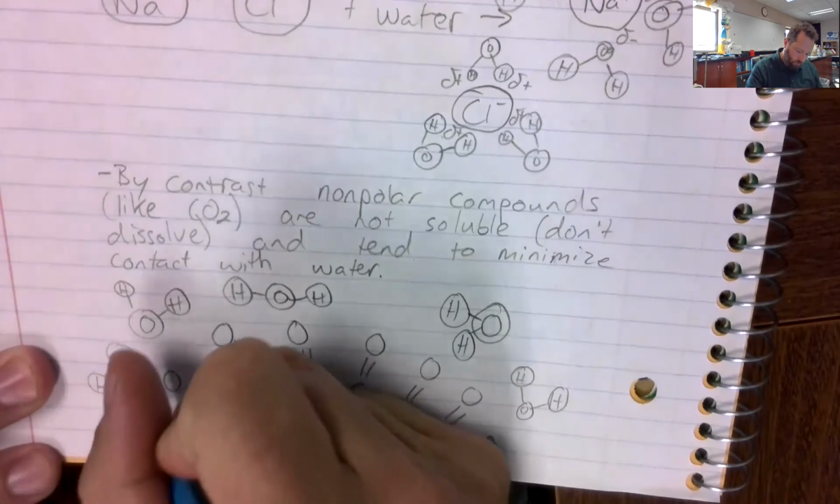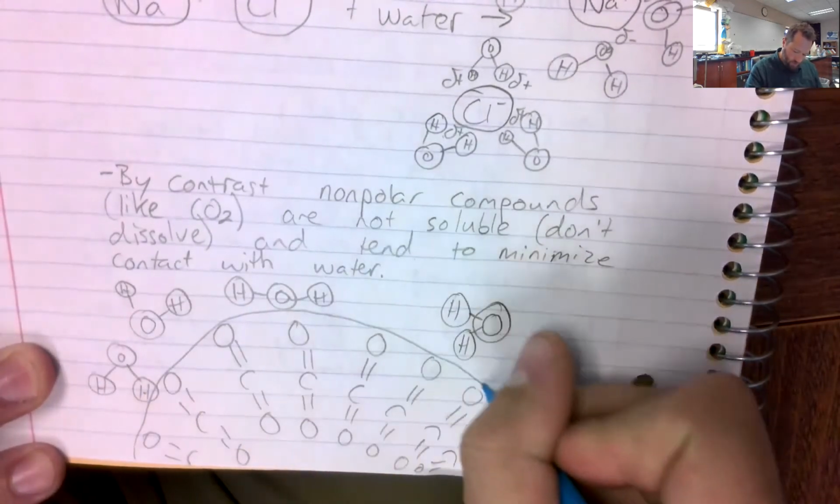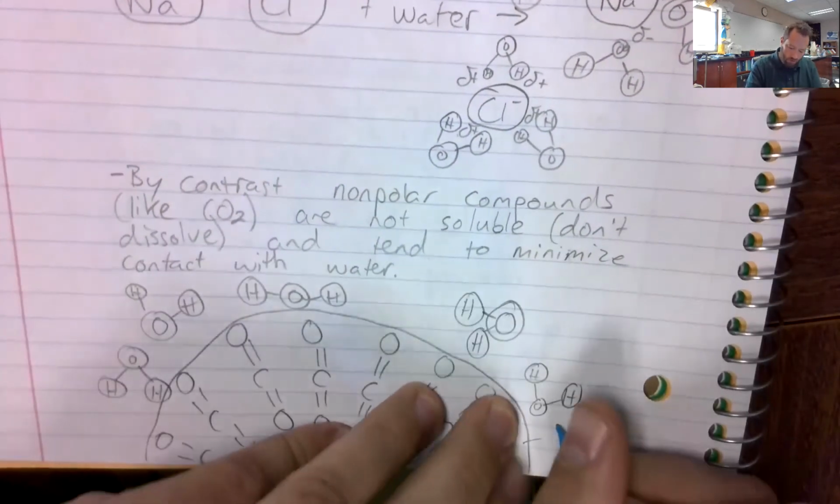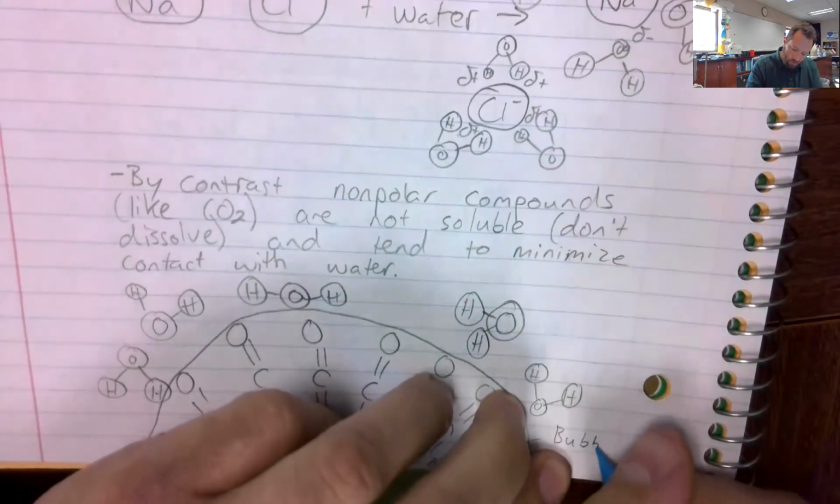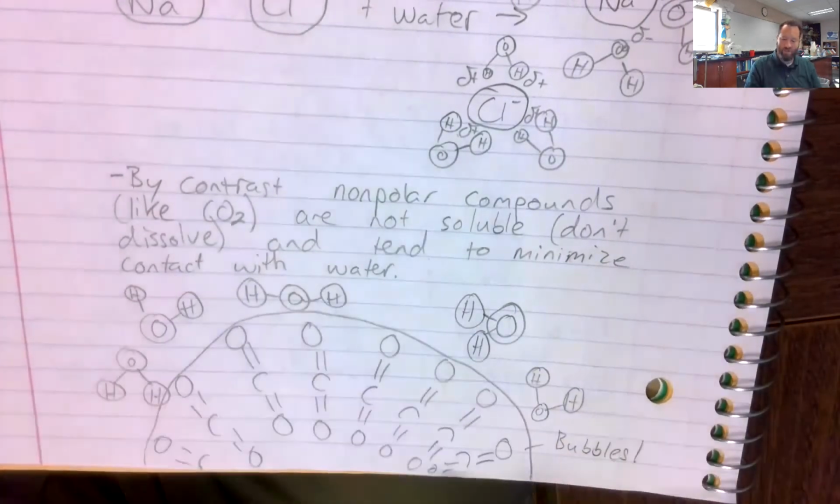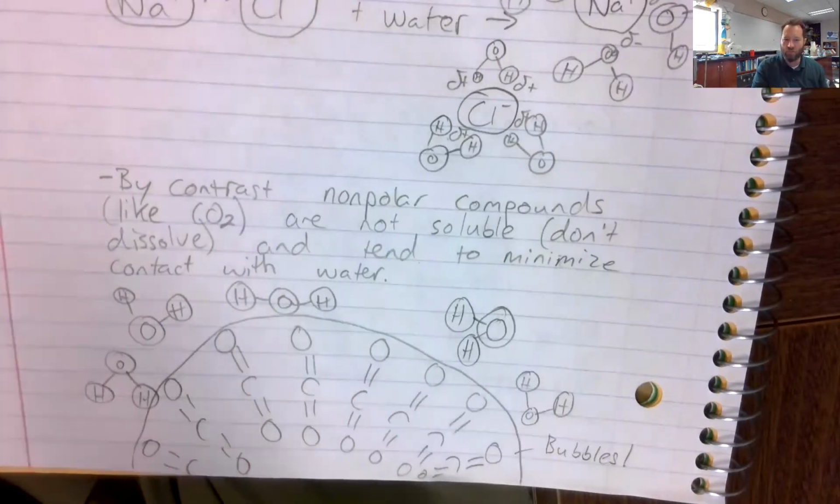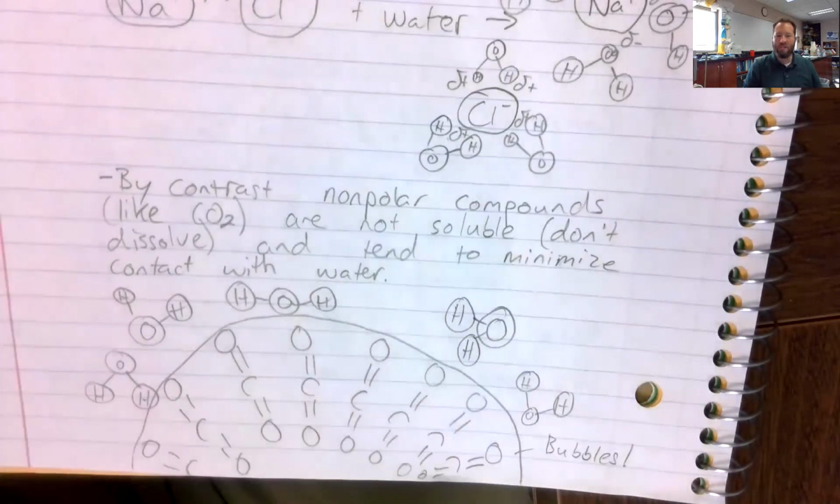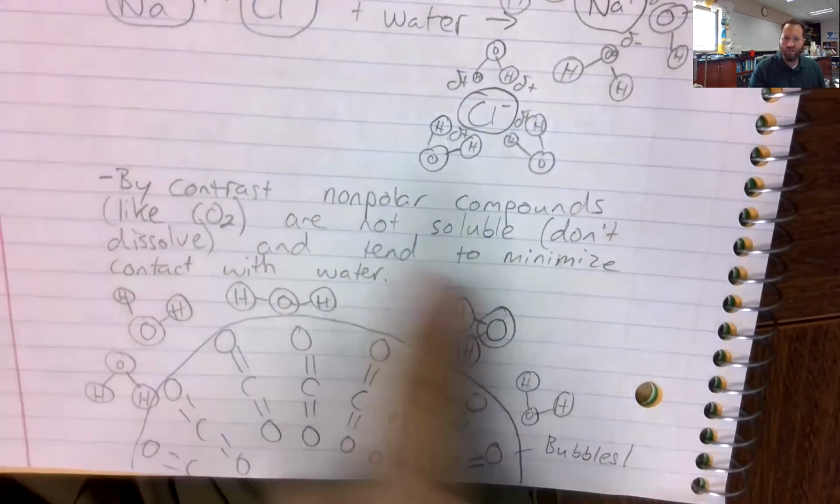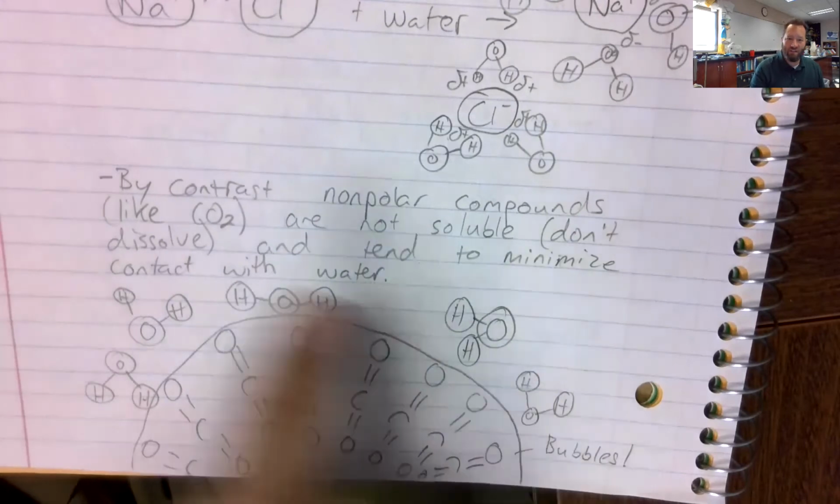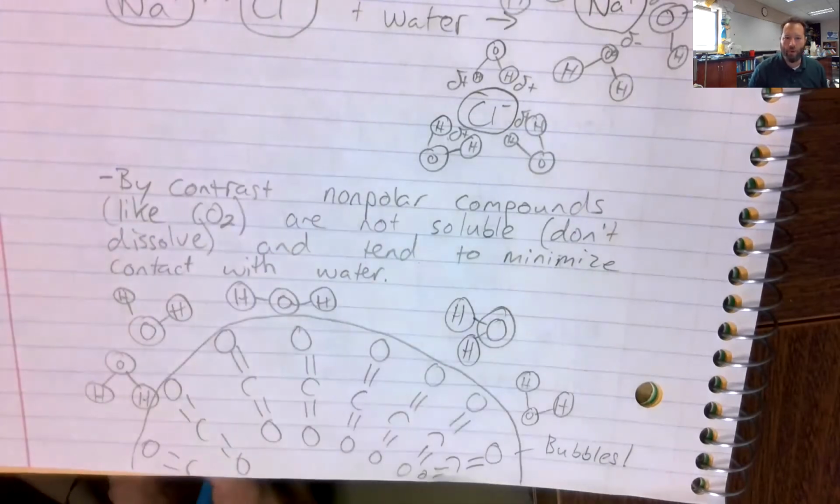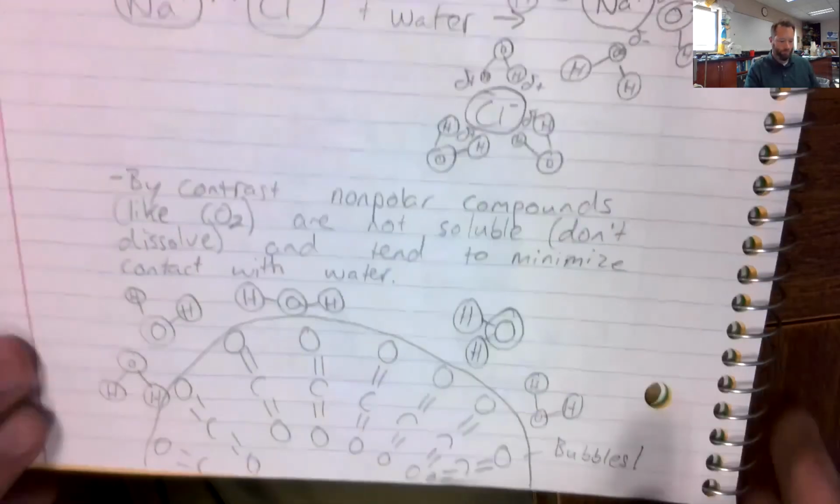And this forms what we call bubbles. And that's what we see when we see those carbonated beverages, when we see those bubbles, they're collections of carbon dioxide grouping together so that they can minimize their exposure to the surrounding water molecules. And that's what we call a bubble.